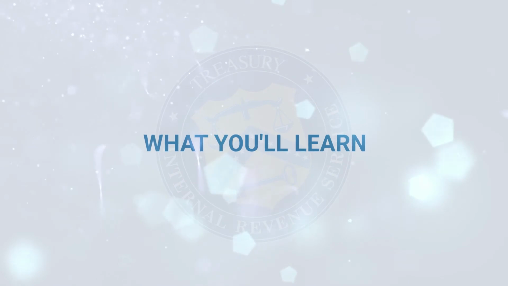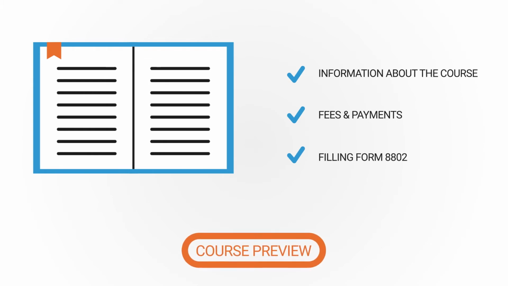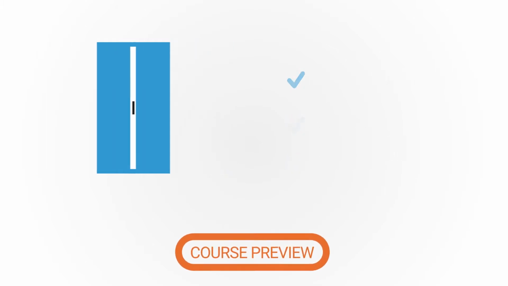In this course, we're going to show you how to successfully complete a request for a U.S. Residency Certification Form 6166 for multiple years by completing Form 8802. So Form 8802 is the application form. It is what you would use to get the Form 6166 U.S. Residency Certification. In this case, we're going to take a look at how you can request for multiple years on one Form 8802.